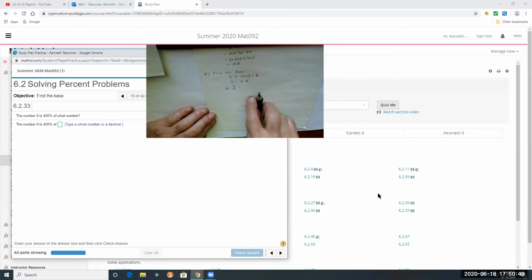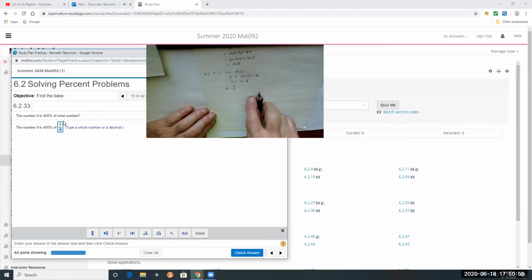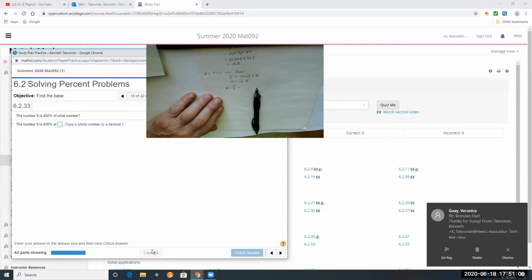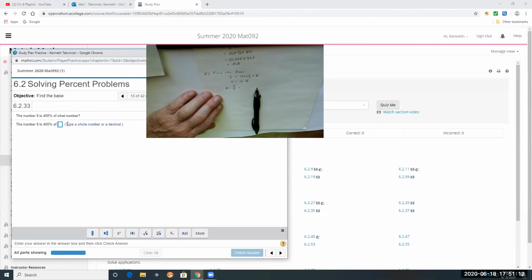Sorry about that. Let's put the answer 9/4 into the computer and see what happens. 9 divided by 4. I check my answer. It says, although your answer is equal to the correct answer, it is not in the correct form. Okay, so let me clear that. Let's put in another form of the answer. How about, well, 9/4 is the same as 2 1/4.